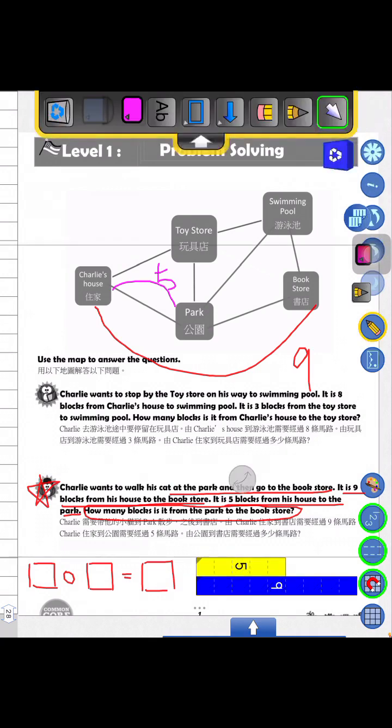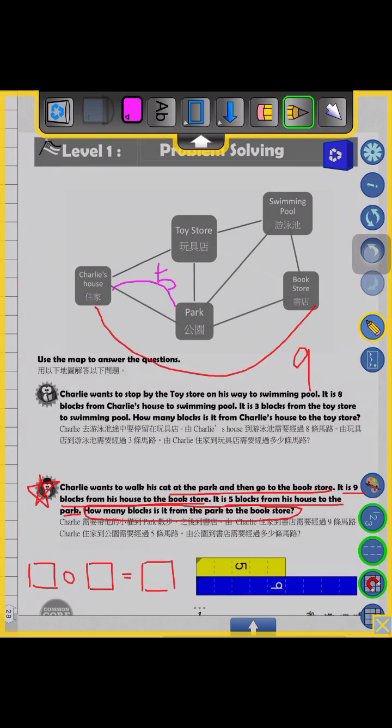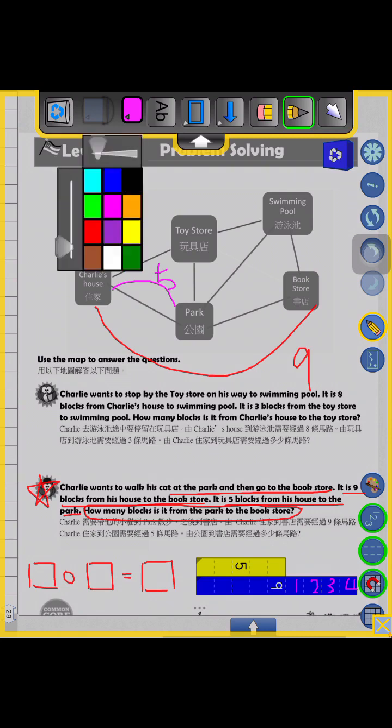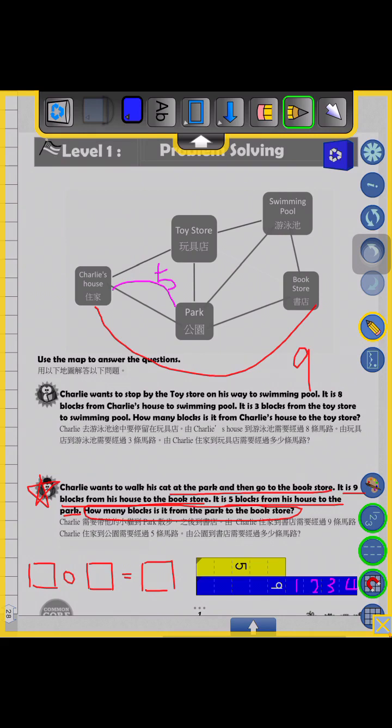And then we need to find the difference between 2 rocks. 1, 2, 3, 4. That means it is 4 blocks from the park to the bookstore. And we write down on the map. It is 4 blocks. And then we write down the number sentence. 9 minus 5 equals to 4. So it is 4 blocks from the park to the bookstores. Did you get the same answer?